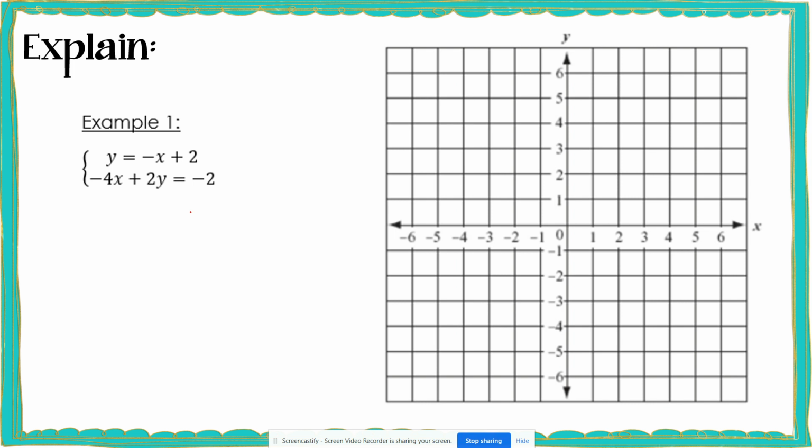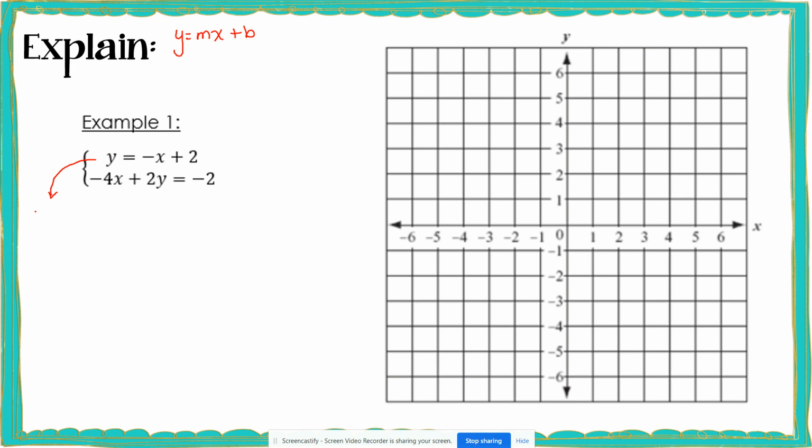So our first equation in example 1 says y equals negative x plus 2. Well, remember that in order to graph a linear equation, it has to be in that form y equals mx plus b, where m represents our slope and b represents our y-intercept. So let's start with this first equation.